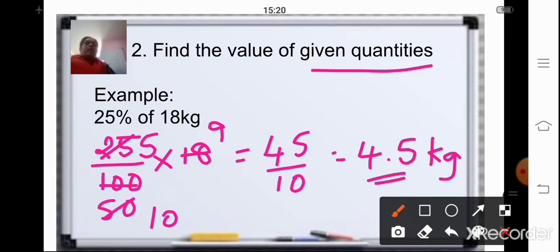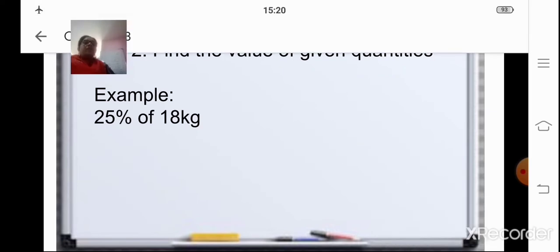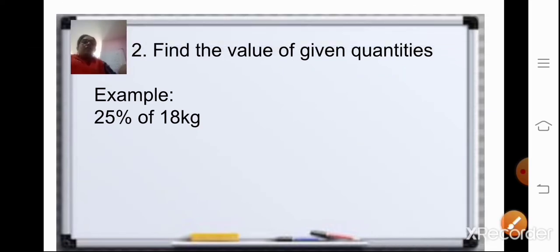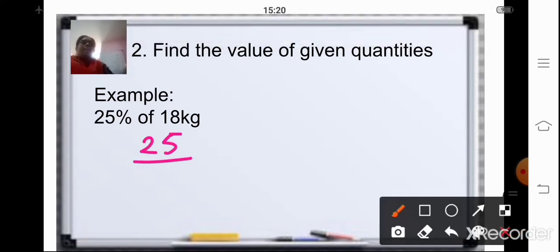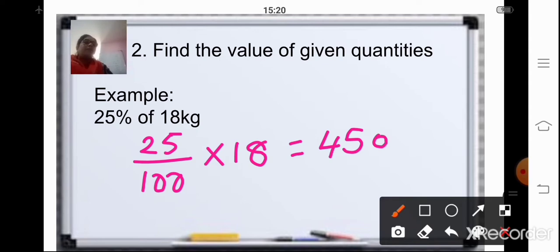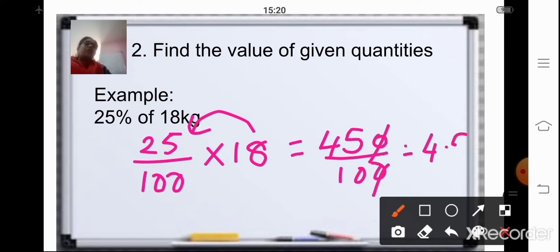Or else what you can do is you can just multiply 25 upon 100 multiplied by 18. Now here you can just multiply 25 into 18. When you multiply, you will get the answer as 450 upon 100. This way also you can do, first multiply these two numbers and then divide it by 100. Cancel the 0. Now it is 45 upon 10. So your final answer is 4.5 kg.